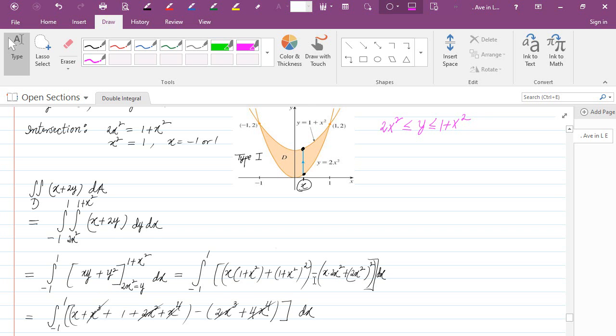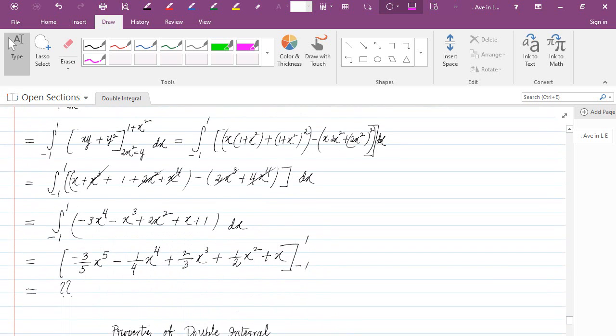And then we have to simplify this expression right here, which means that we have to multiply out everything. So we get x plus x cubed when I multiply here, and when we expand this square, we get 1 plus 2x squared plus x to the 4. Here we get 2x cubed. Here we get 4x to the 4. Now we cancel out whatever we can, and we end up with -3x to the 4 minus x cubed plus 2x squared plus x plus 1.